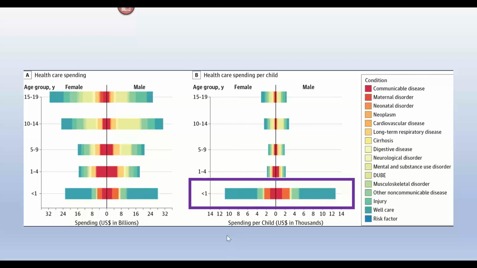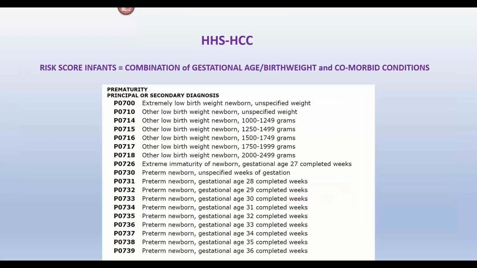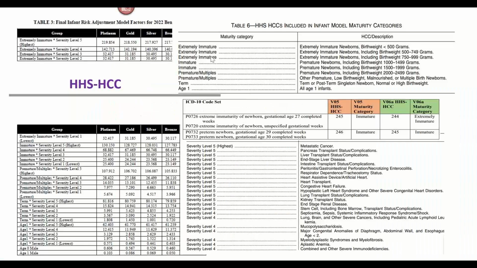neonatal or the early less than 1, age 1. These are the codes you need to use if there is prematurity, because this is what's going to get the risk scores appropriately. You have to record the birth weight. You have to record the term. So the combination of this is going to determine your maturity level.